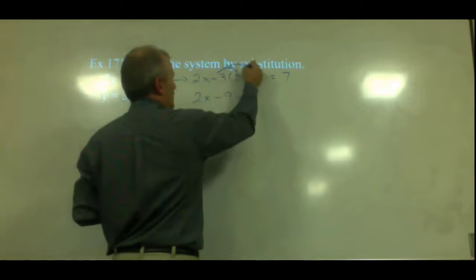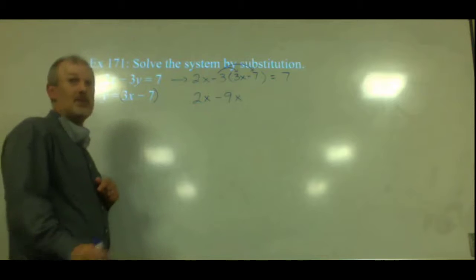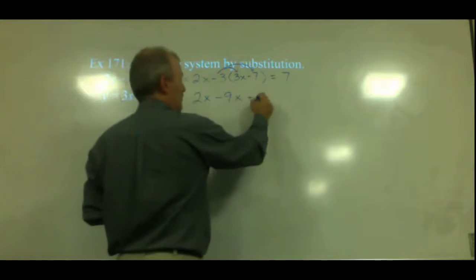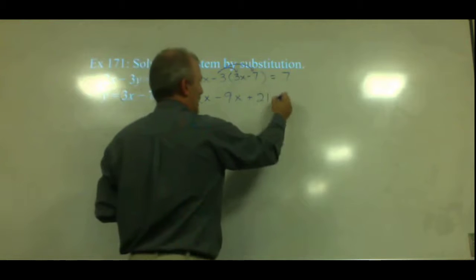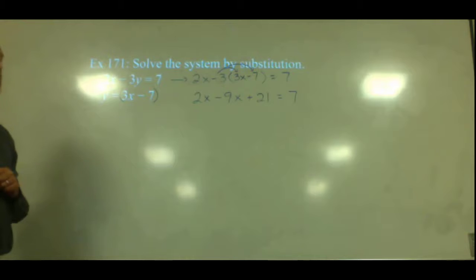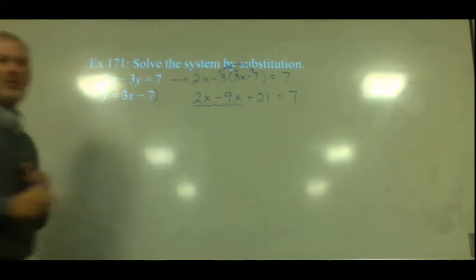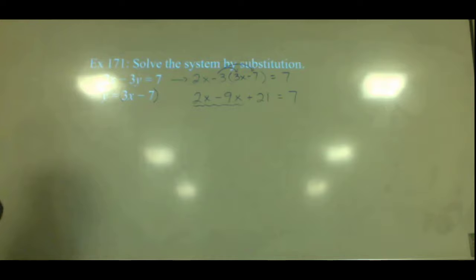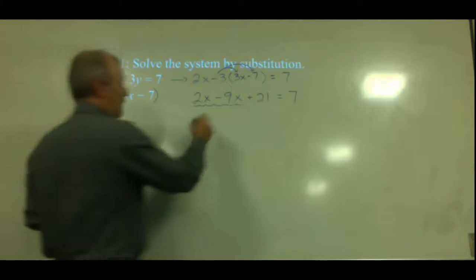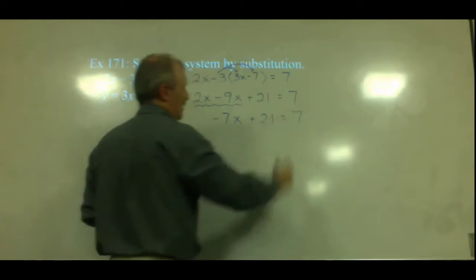Then the -3 distributes to the -7, and what do we get there? 21. Plus 21, positive 21. And that ends our distribution, and then we have equals 7. Then we want to go ahead and add our like terms. So we can combine these two. And what do we get when we combine the 2x minus the 9x? -7x plus 21 equals 7.